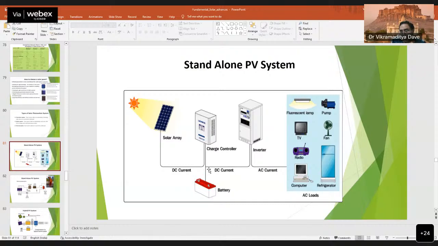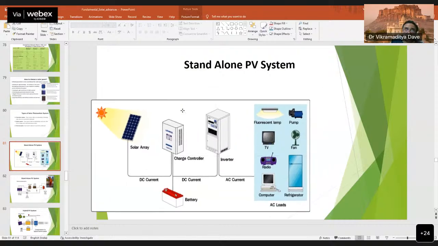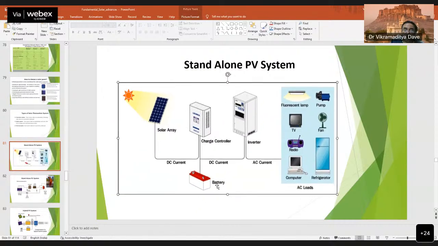Now the battery output can be taken and fed to the inverter, and then the inverter will convert it into AC, and therefore we can run all our devices like tube light, TV, radio, computer, refrigerator, fan, pump, and anything like this. But here you can see a controller is being involved, a battery is being involved, so these two increase the cost, and thereby, as an individual, no one will recommend that you go for a standalone system.